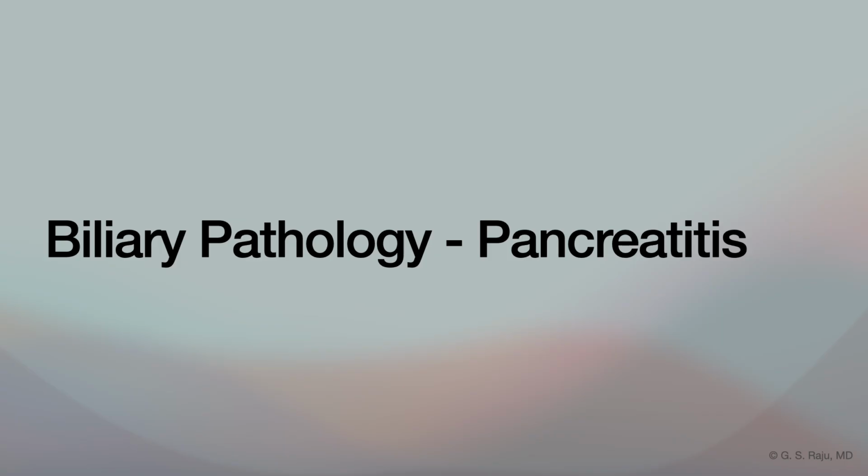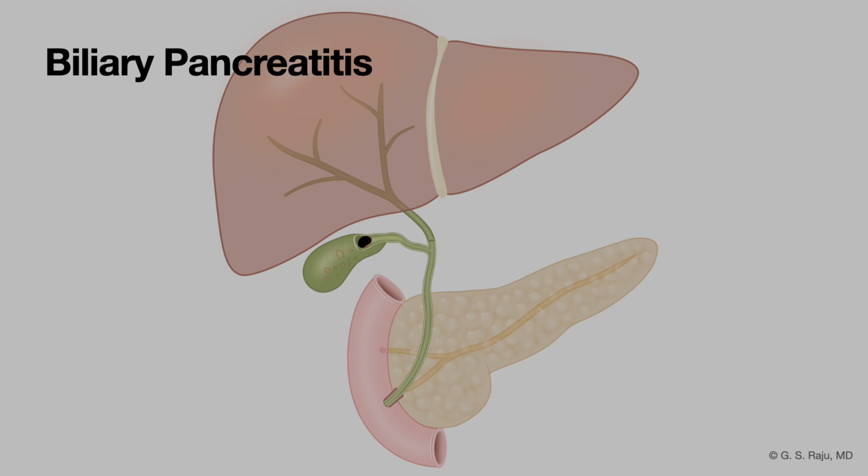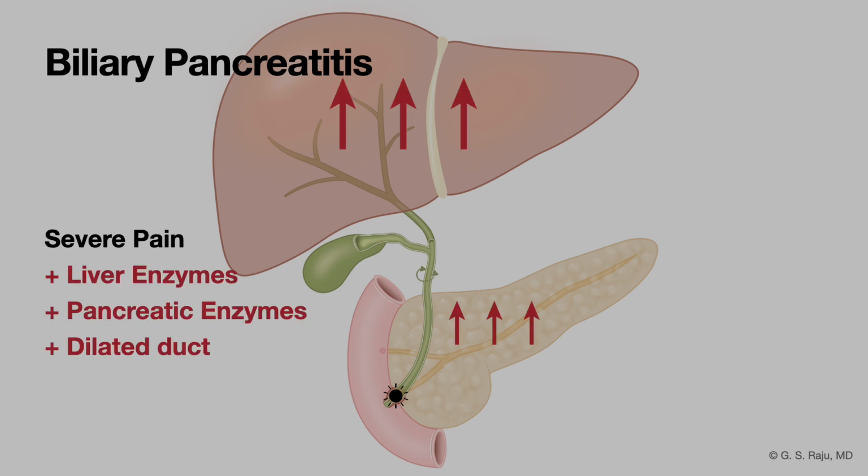How about biliary pancreatitis? Here is a stone in the gallbladder. It goes down the bile duct and it blocks the ampulla of Vater. That means it blocks not only the bile duct opening, but also the pancreatic duct opening. And in this case, they will have severe pain because of blockage of the bile duct. Liver enzymes get elevated. Because of blockage of the pancreatic duct, pancreatic enzymes get elevated in the blood. And then when you do an ultrasound, you may see a dilated bile duct as well.